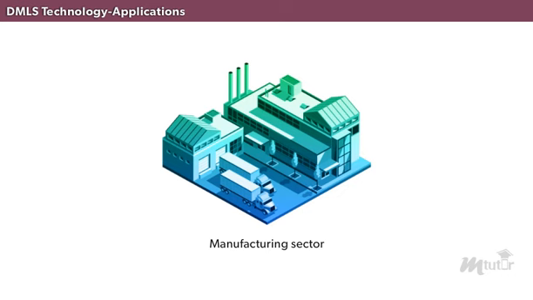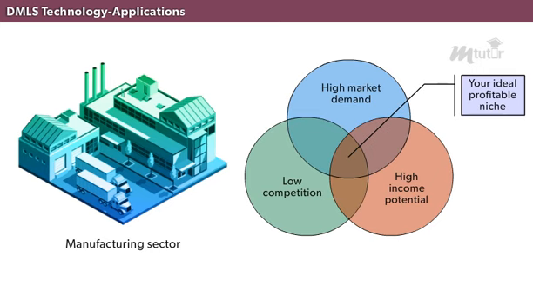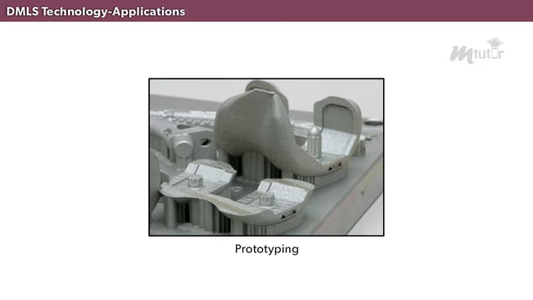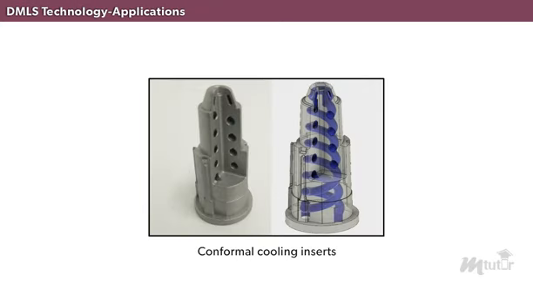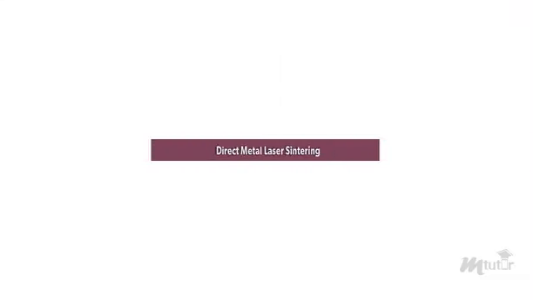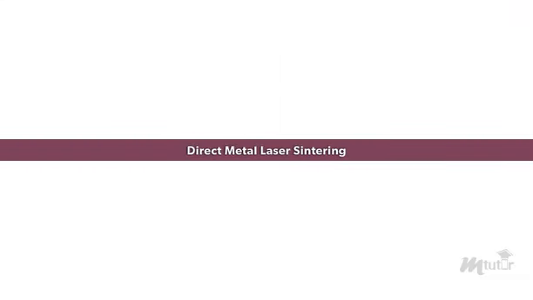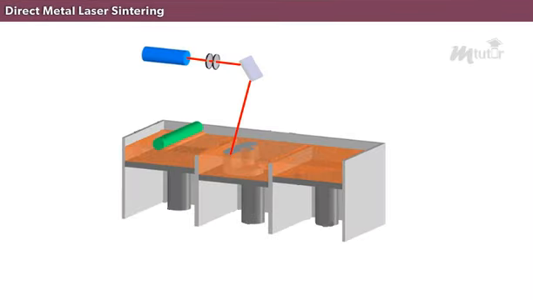DMLS finds application in the manufacturing sector to produce end-use products, especially in niche markets. It is also used for broad prototyping use in the desired material without sacrificing any of the properties. DMLS is being used to produce conformal cooling inserts. Direct metal laser sintering. Let's start with the definition of DMLS.